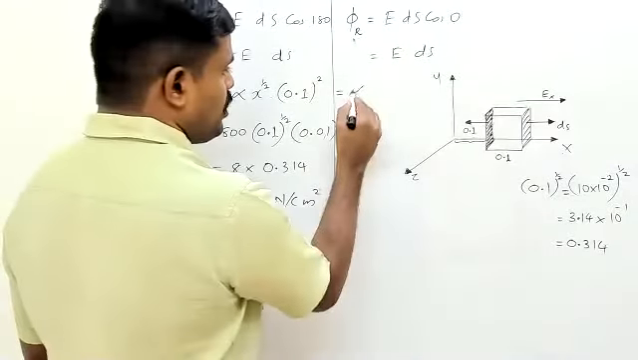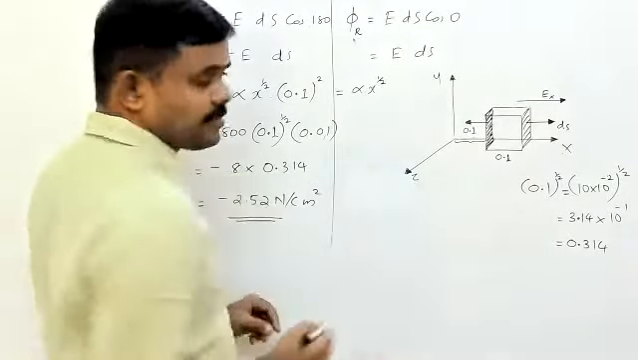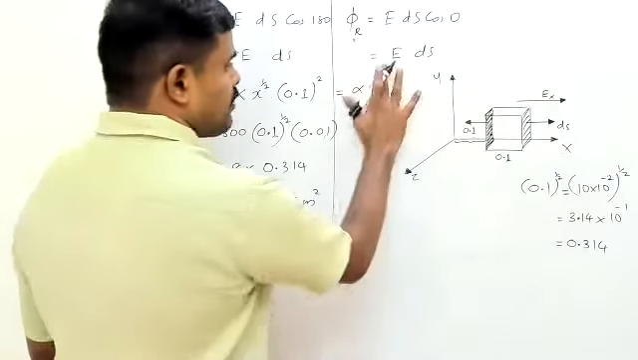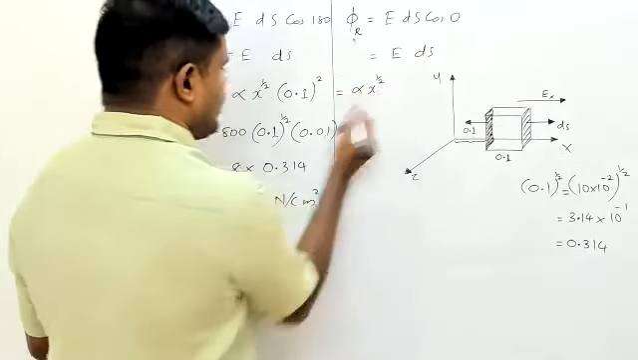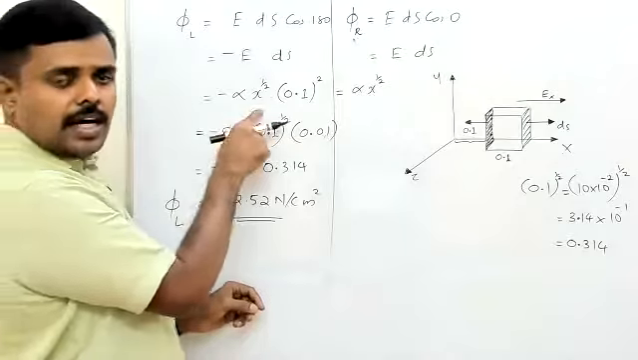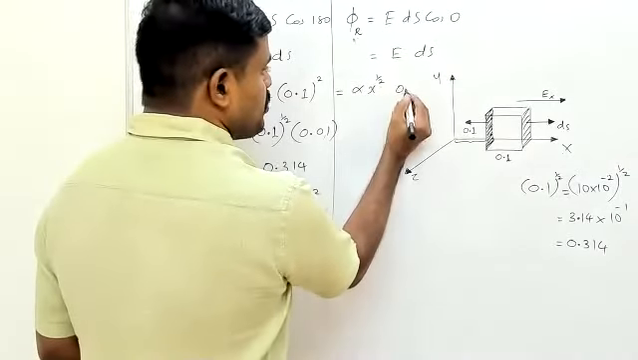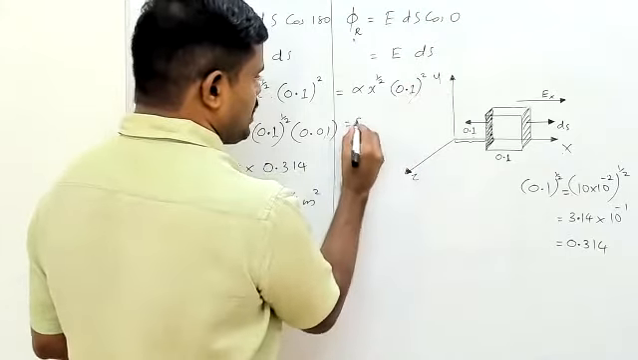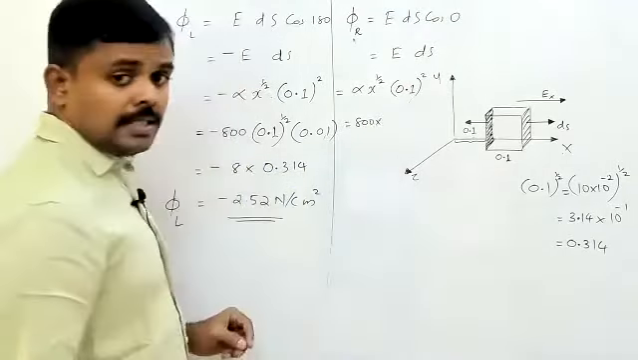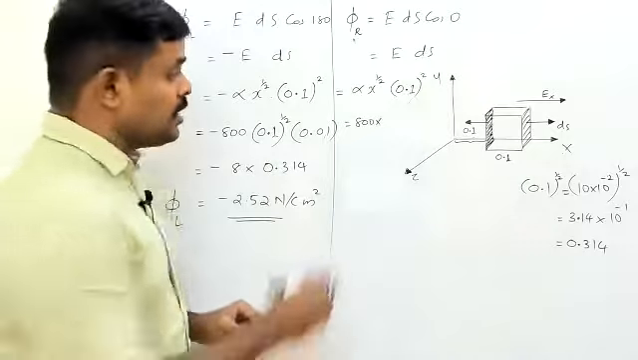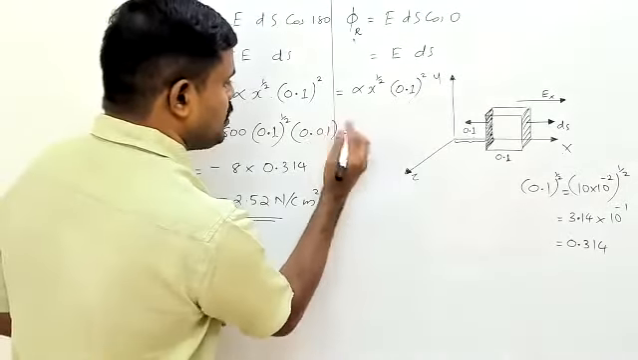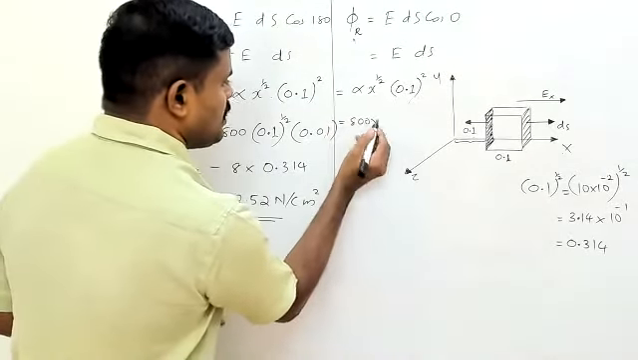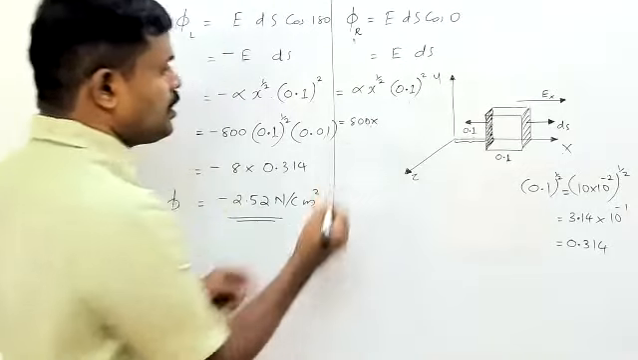What is E's value? Electric field is alpha x raised to half, just the way you wrote here. DS is 0.1 square. So let us put the value. That is 800 into, here you got to be extra careful. I am writing the values here. Look at this. 800 into x.